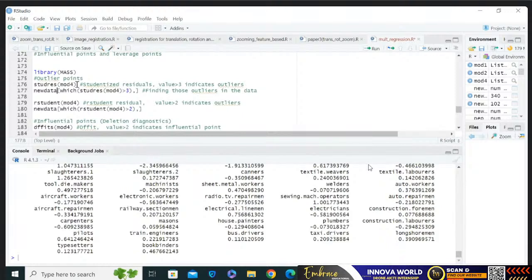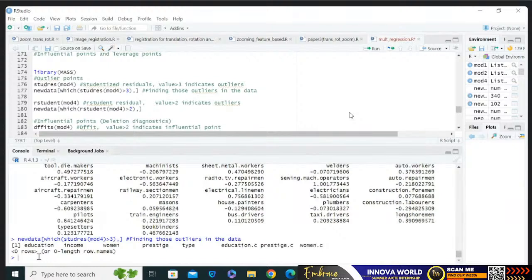Okay, so this is giving us the studentized residual value, but we are not interested in each and every value. We are interested in those rows where the studentized residual is greater than 3. That means if we can find those rows, we can omit them. So let's look at this. Here we can see 0 rows, so there are no such rows for which the studentized residual is greater than 3.